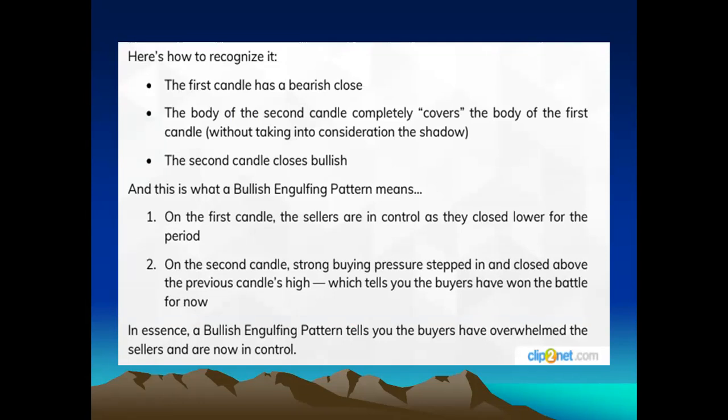Okay, the second candle closes bullish. So it's just a description of a bullish engulfing. And this is what a bullish engulfing pattern means. On the first candle, the sellers are in control as they close lower for the period. On the second candle, strong buying pressure stepped in and closed above the previous candle's high, which tells you the buyers have won the battle for now. In essence, a bullish engulfing pattern tells you the buyers have overwhelmed the sellers and are now in control.